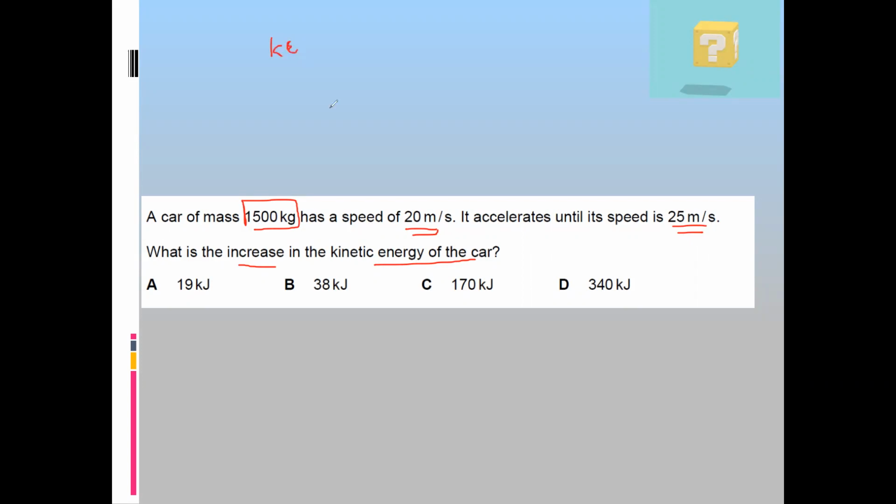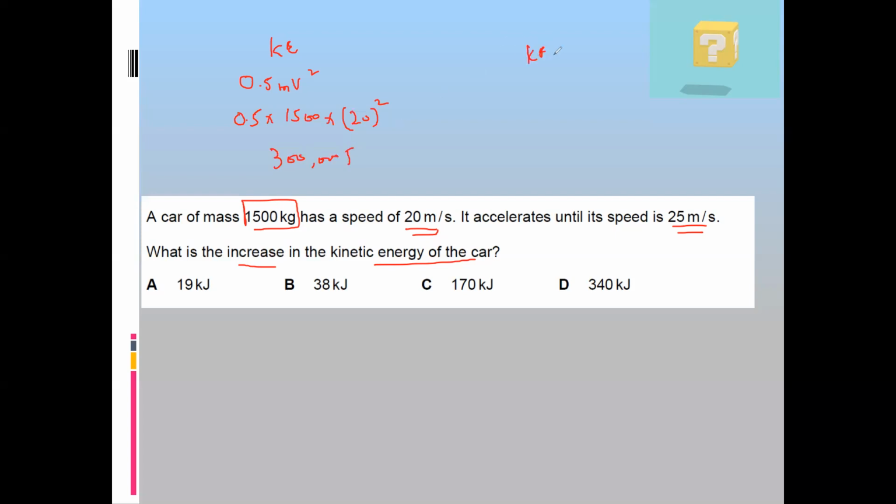First, we'll find kinetic energy for 20 meter per second. The formula for kinetic energy is half mv square. So it will be 0.5 multiplied by mass, which is 1500, multiplied by 20 square. So what is the answer? Can you state the answer for this? 20 square multiplied by 1500 multiplied by 0.5. What's the answer for this? 300,000 joules. So this is 300,000 joules.